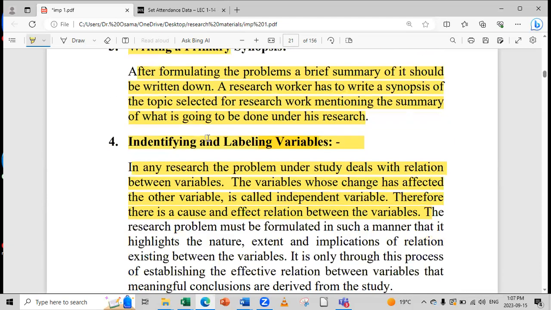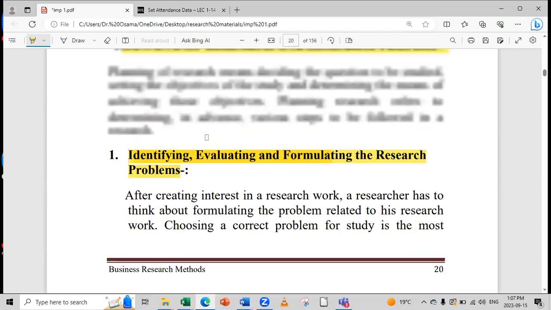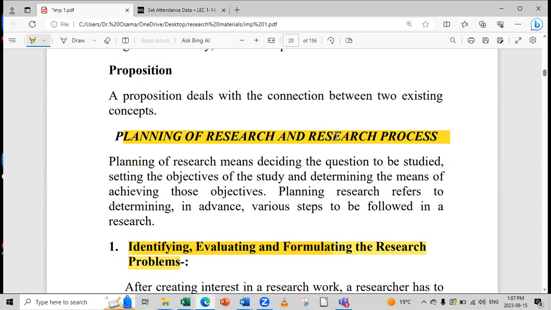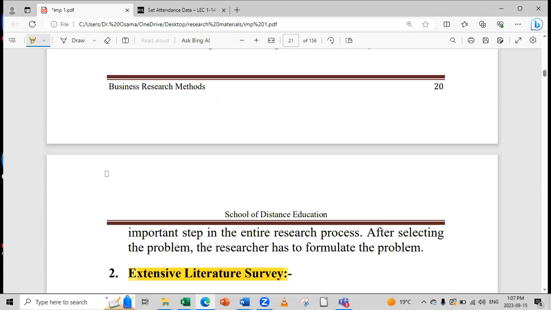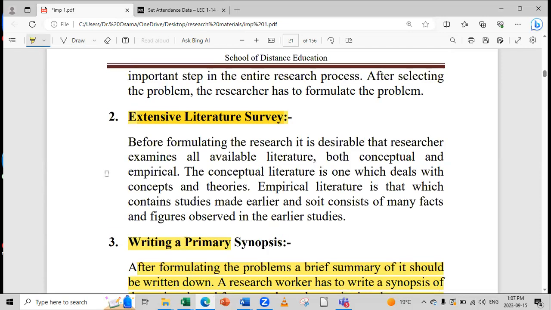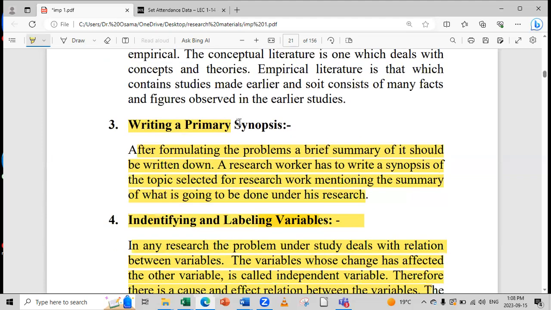We talked about this before, but I'm repeating it just in case. When we plan for research, the first step is to identify, evaluate, and formulate the problem. You must pinpoint the problem exactly. Second, a literature survey. The literature survey tells me what had been said by previous theorists and previous researchers, what they reached. This we call the literature study.